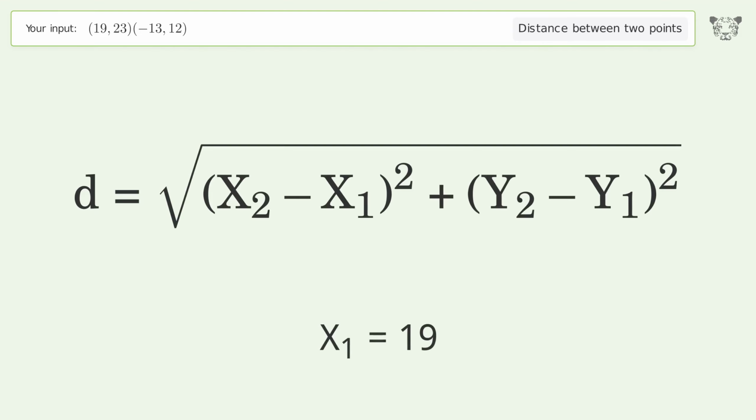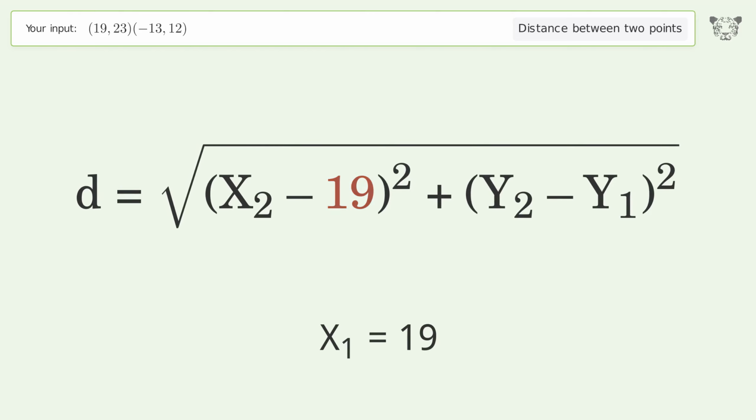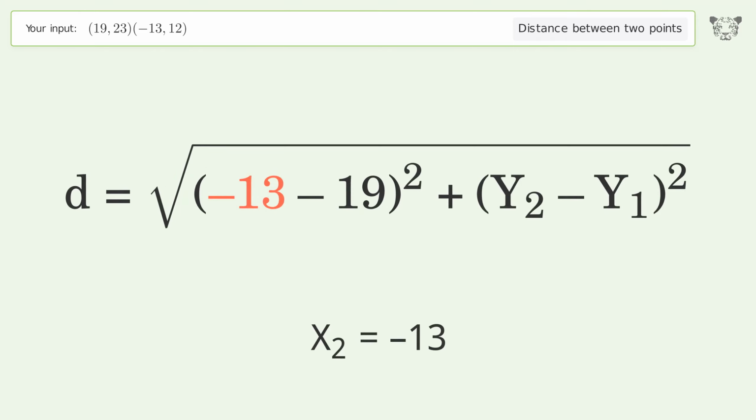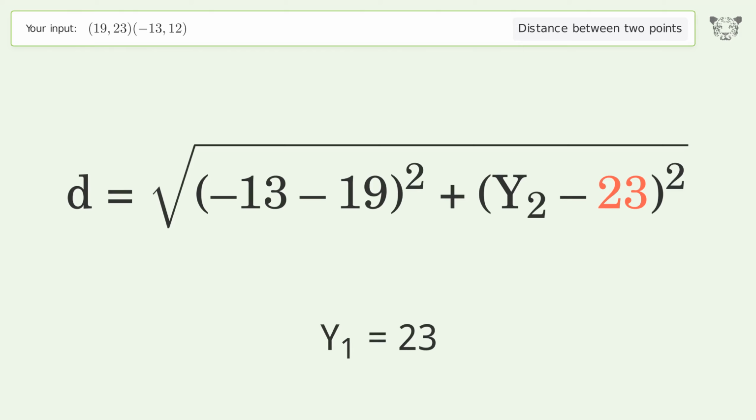x1 equals 19. x2 equals negative 13. y1 equals 23. y2 equals 12.